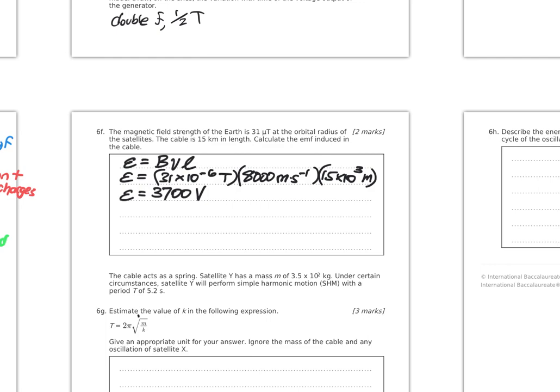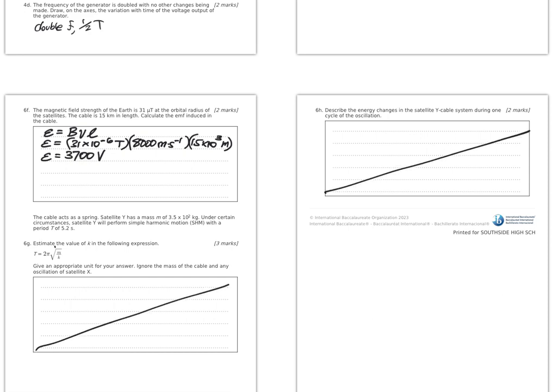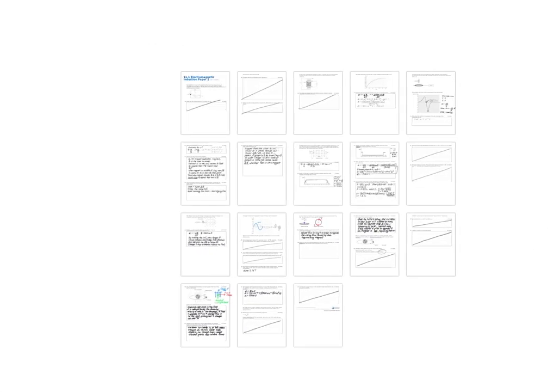Not too shabby. And then 6G and 6H have to do with simple harmonic motion. So we're not going to worry about that here. And we're done. So that's it for the 11.1 paper 2s.